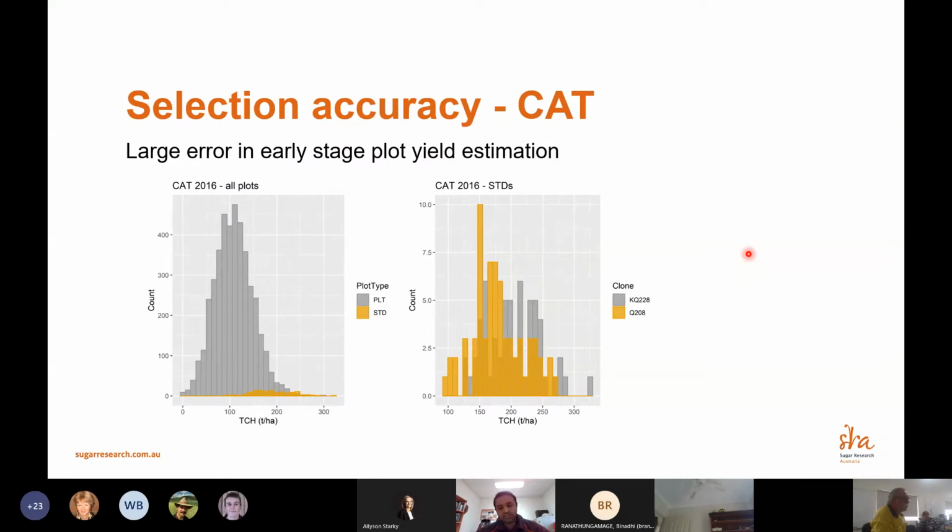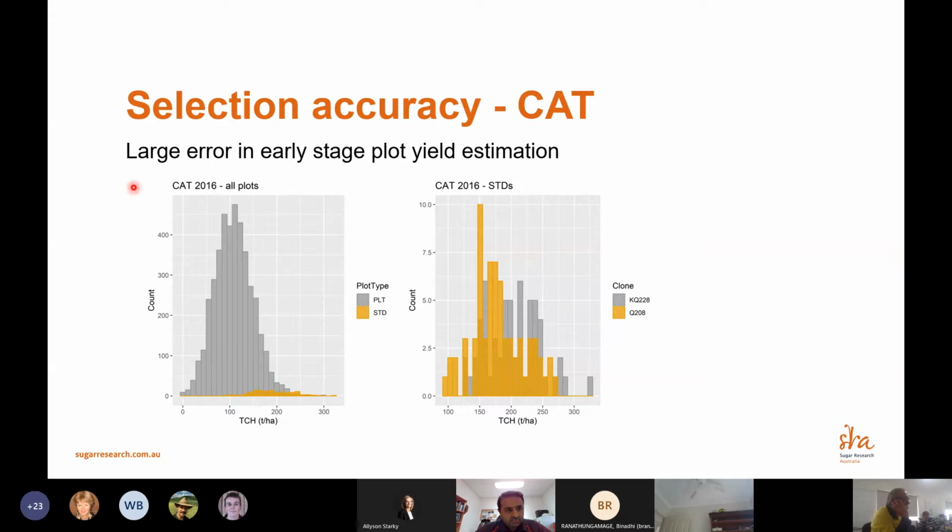But testing clones in such small plots in single environments can be quite problematic, mainly because it's quite difficult to phenotype accurately in such plots. And it's quite difficult to evaluate the true genetic potential of the clones in such small single row plots.